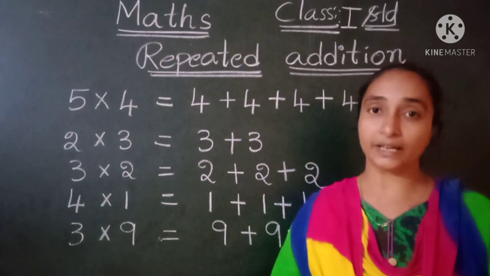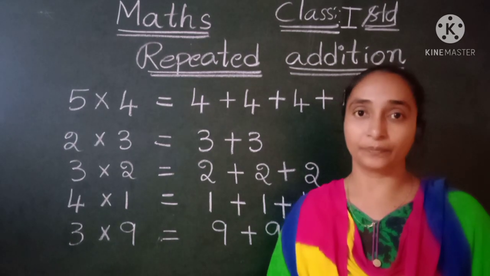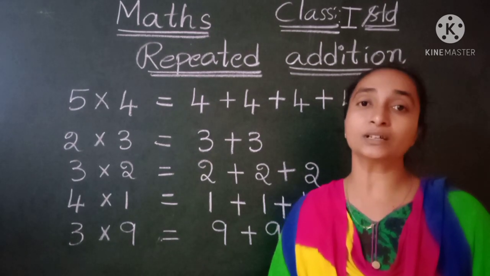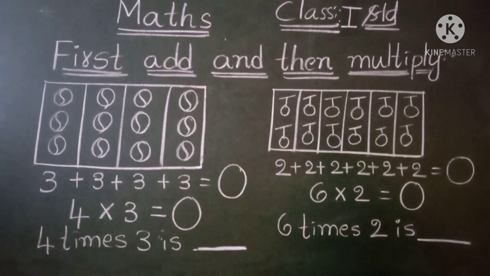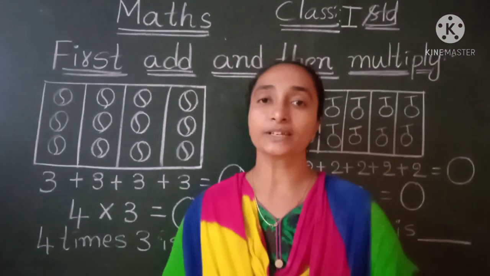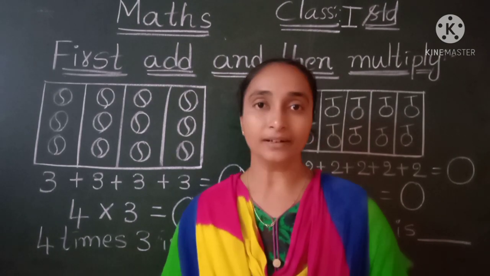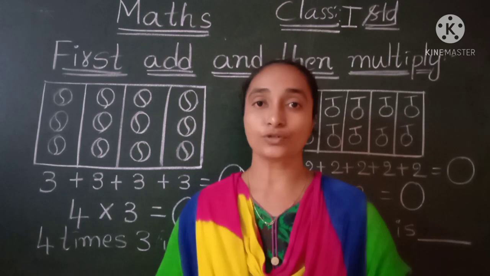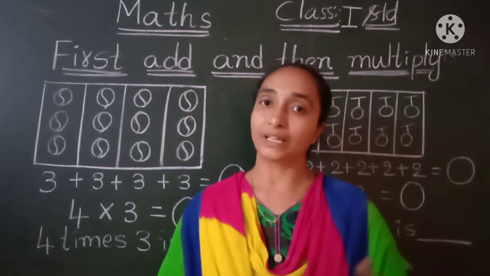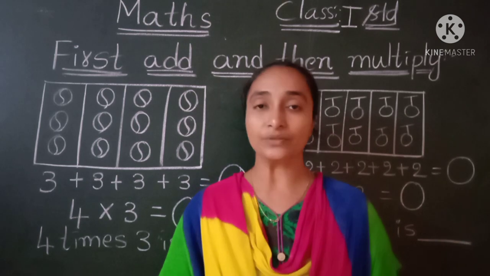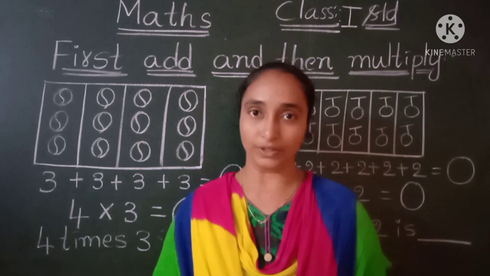Now here they have given the second Roman, that is first add and then multiply. Let us see this with examples, children. So first of all we have to add and then we have to do the multiplication. That means the repeated addition we have to do and then the multiplication. So both will come here.